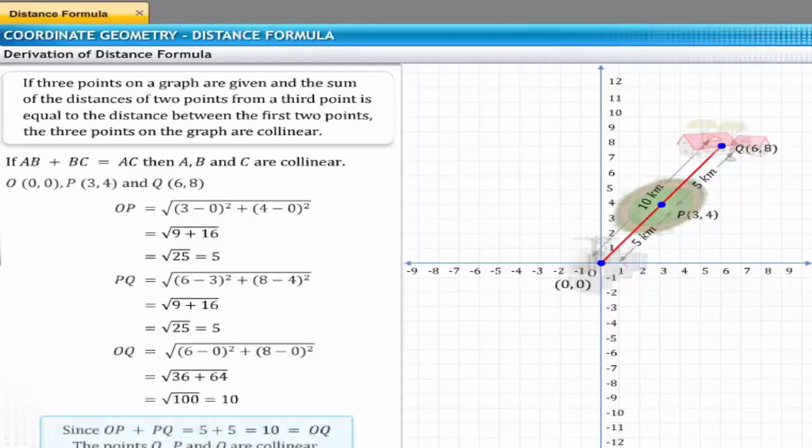As you can see, the sum of OP and PQ is equal to OQ, and the power station, the stadium and the school all lie on the same line. That is, they are collinear.